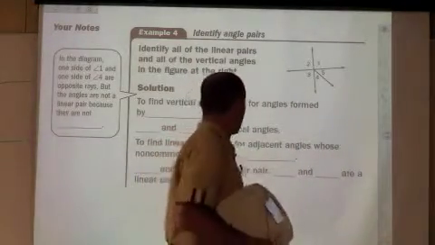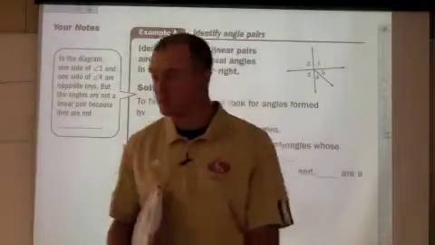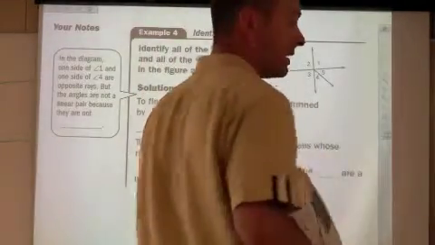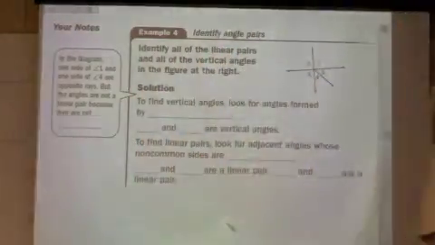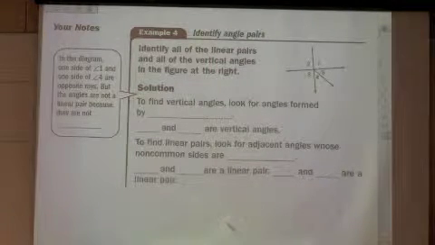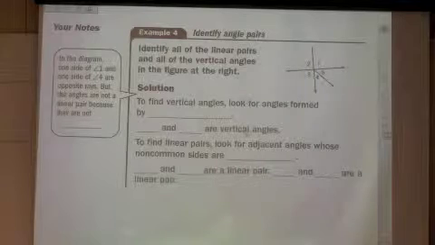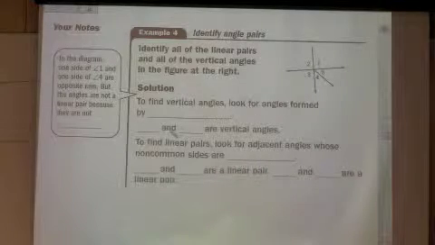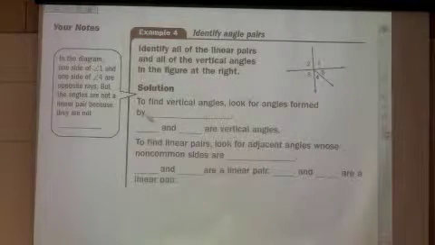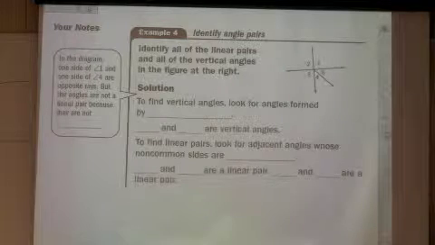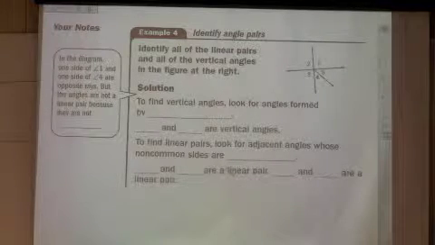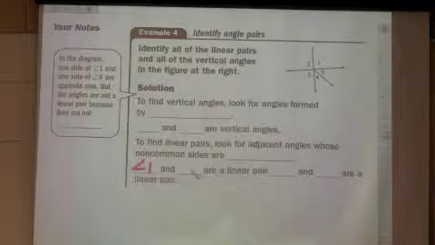Identify all of the linear pairs and all of the vertical angles. Okay, let's see. What do we got? Anybody see any linear pairs? Two adjacent angles that make a straight line. What do you think? Boyd, you got a set? Angle 1 and angle 2. This is the second part, huh? Angle 1 and angle 2, yeah.